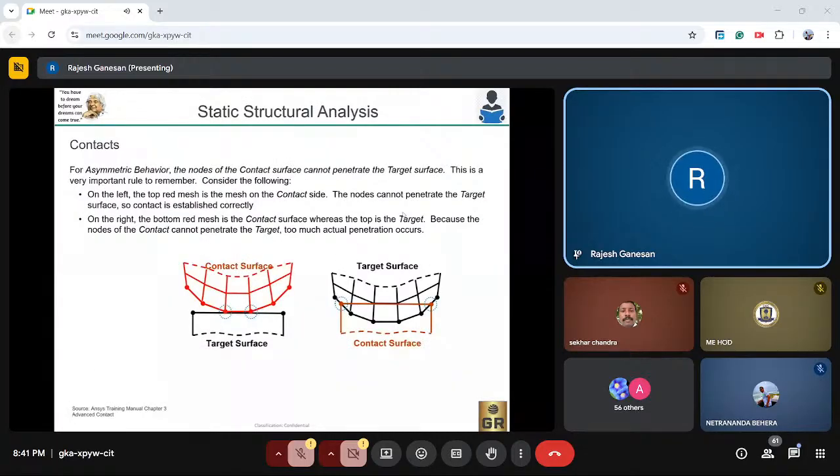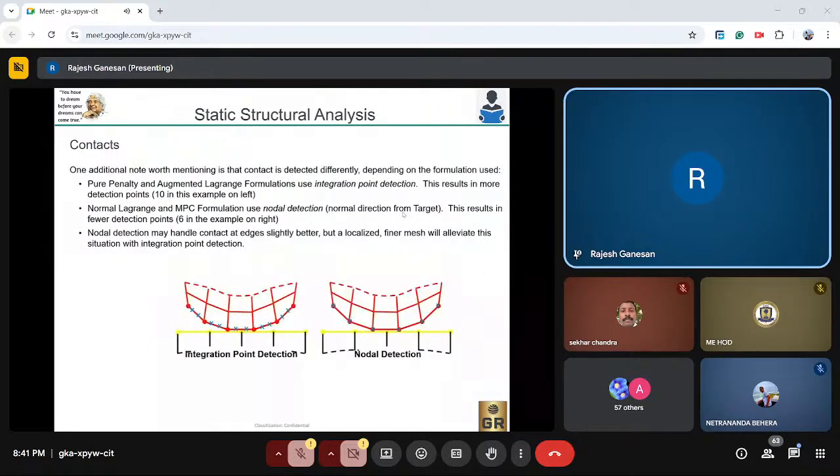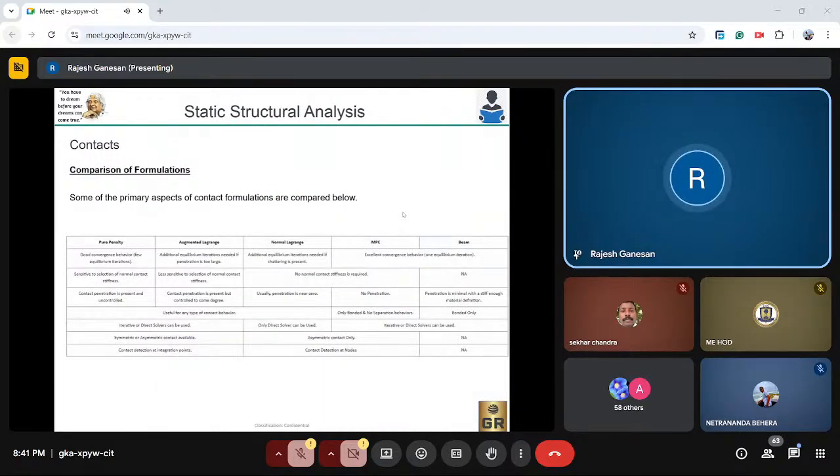So based on that, target surface, contact surface, once again here it is showing symmetric and asymmetric behavior. It is not symmetric, it is asymmetric behavior. It is showing here. So comparisons of the formulations, just for understanding, we are including all the things in a single place: pure penalty, augmented Lagrange, normal Lagrange, MPC, beam. So each and every category we are explaining here with respect to the contact formulations.